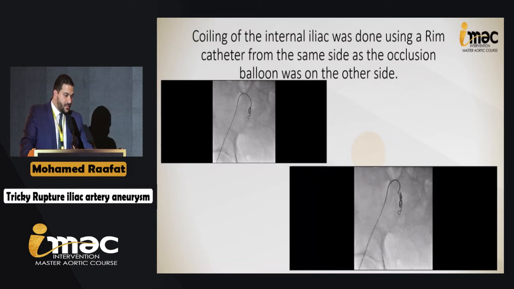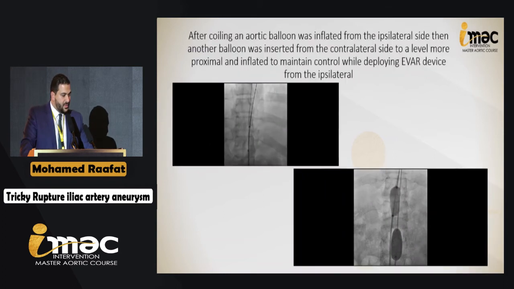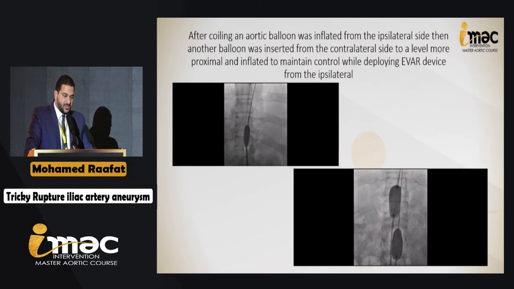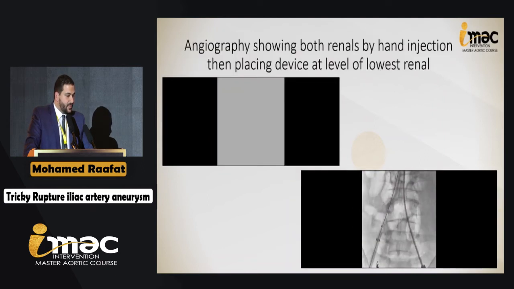After coiling, I went with the balloon from the same side to replace that other balloon, and then the double balloon technique, so that I would always have proper control of the aorta without any bleeding until I were able to deploy the full EVAR device. On the upper image, you could see that this was with a simple hand injection. The aorta was being filled so that I could visualize where are the renal arteries, and the occluding balloon that is coming from the left side is doing a good job maintaining no leakage through the aorta.